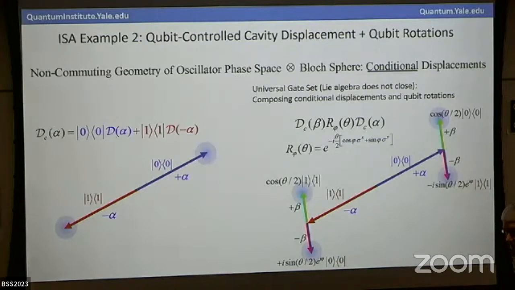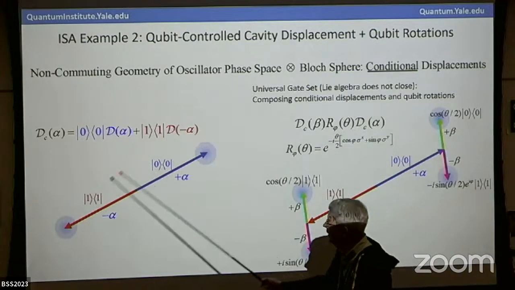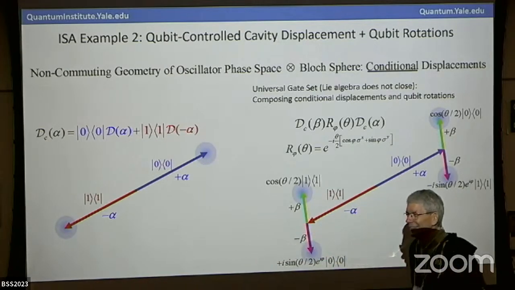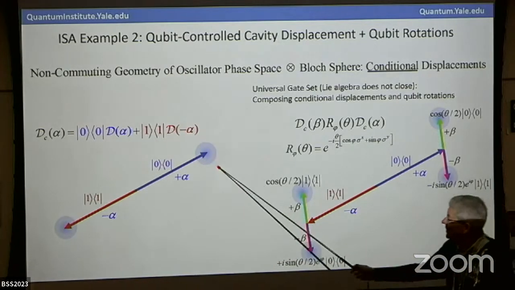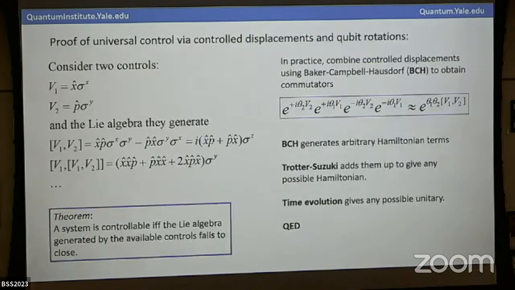Good. Yeah, cat state is just superposition of alpha plus minus alpha, and the qubit is factored out. A cat is this entangled state. Okay. All right, so here's a, oh, yes.